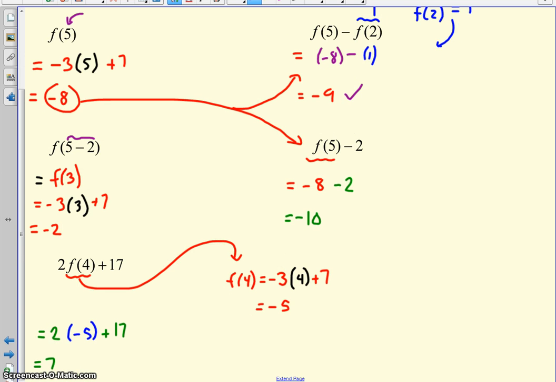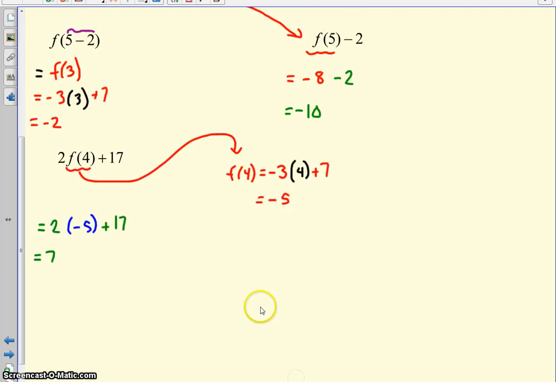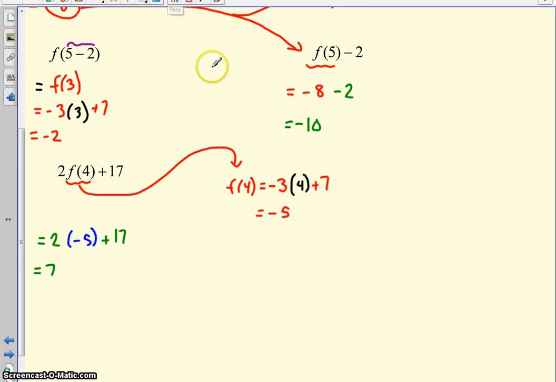Okay, and last but certainly not least, now we have 2 times f at 4 plus 17. And it's a situation like this where you tend to see a lot of confusion where people start thinking, oh, I've got f, and it looks like this might be multiplication by 4. It's not. Every time you see an f, you can assume that everything that's after it in brackets is part of the input of that function. So this needs to be taken separately from the other.